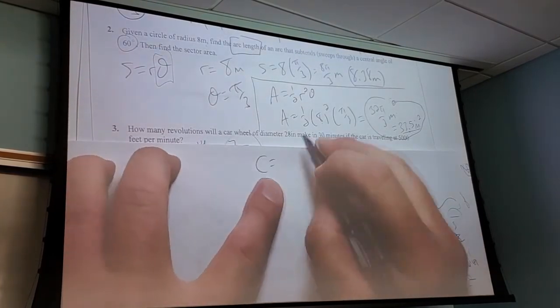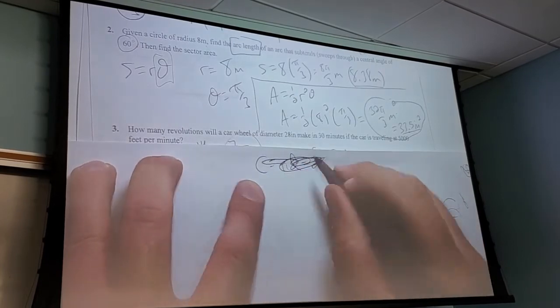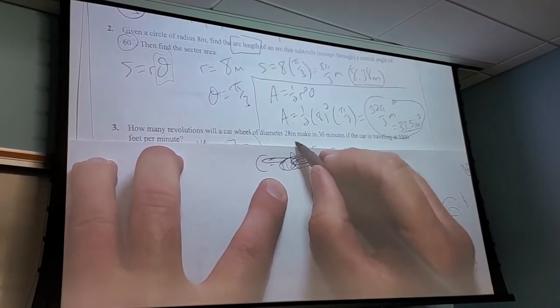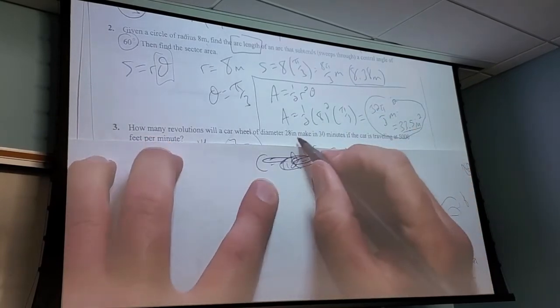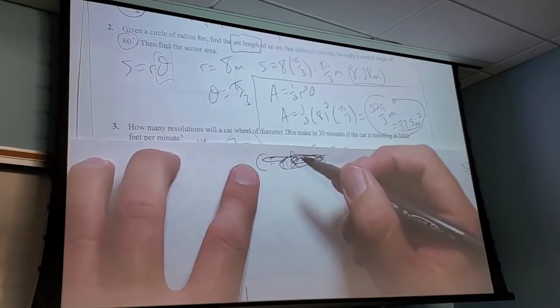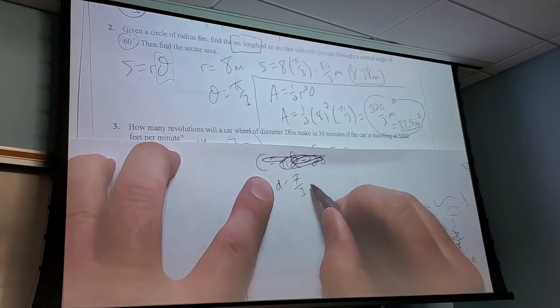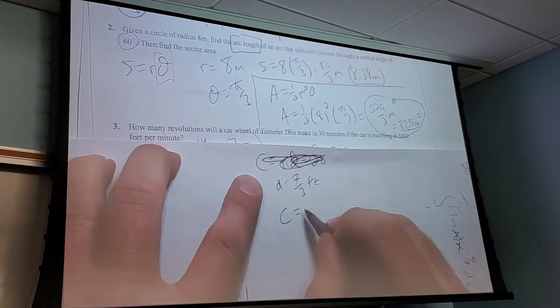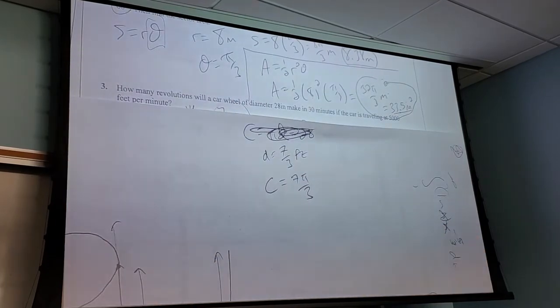Yeah, circumference would be pi times diameter, so it's 28. Well, let's make inches into feet like we did earlier. Is that cool? So this would actually be 28 divided by 12, which is 7/3. So the diameter is 7/3 feet. So the circumference would be 7 pi over 3.